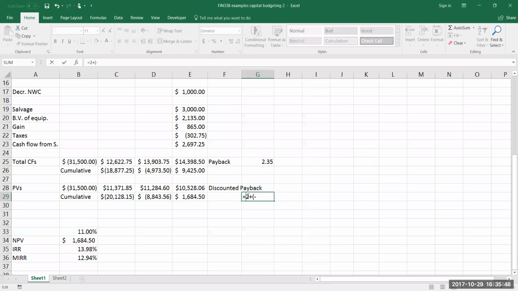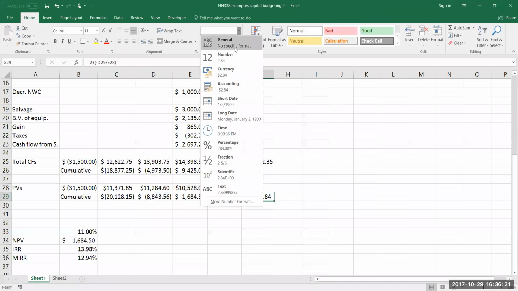So now we're going to take our 2 years, because it took 2 full years, plus negative of this. And then we're going to divide that by this. So we're going to find the proportion of the cash flow, the present value of the cash flow in year 3 that we needed in order to get back to 0. So if we find that number, it turns out it is 2.84 years.